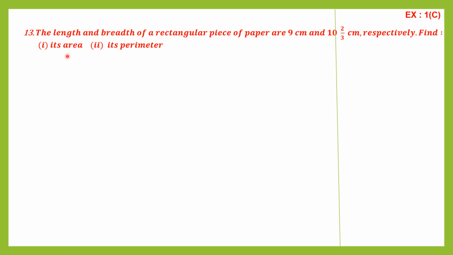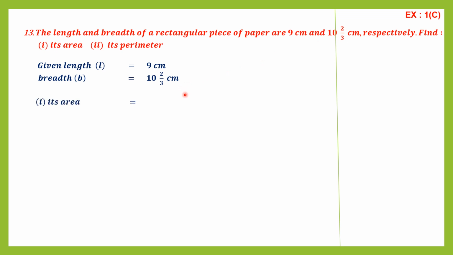Now we have to find its area. Remember, this is a rectangular piece of paper. We are talking about a rectangle and we have to find the area and the perimeter of the rectangle. There is a formula. First let's write what's given to us. Length is given as 9 centimeters and we are also given the breadth, which is 10 by 3 centimeters.